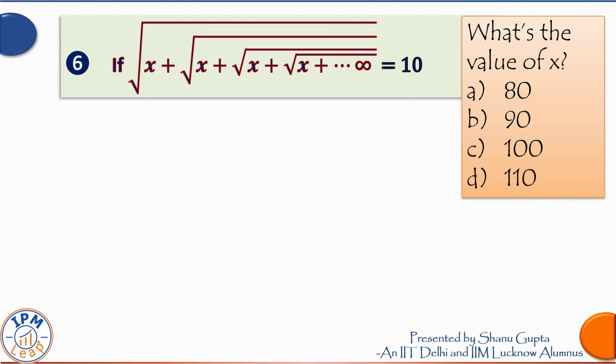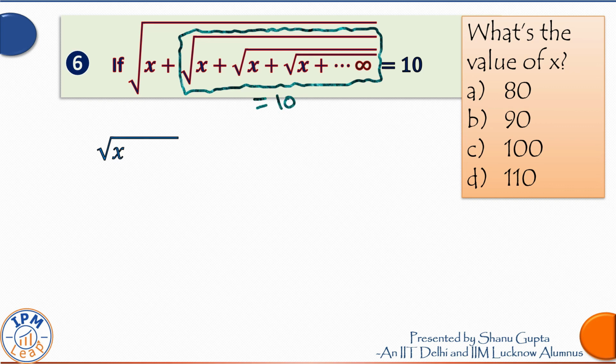And our final question is just the reverse. Inside this infinite nested radical, we have the variable x. We have to find the value of x and the value of this overall expression is given to be 10. The approach remains the same. If this is 10, then the value of this encircled expression is also 10. We replace its value and we get the equation square root of x plus 10 is equal to 10.